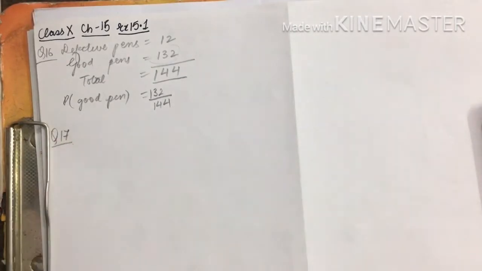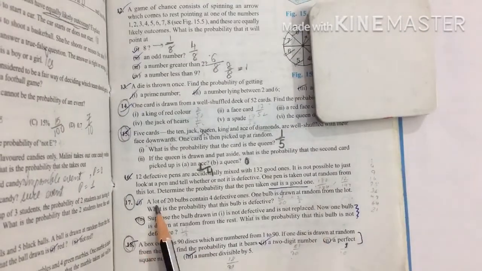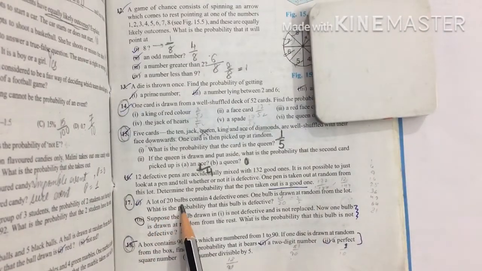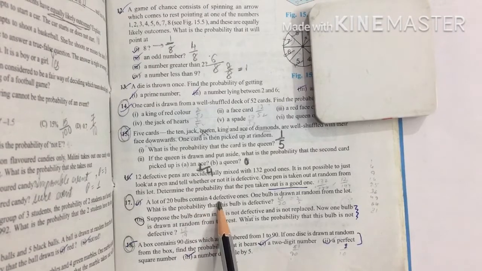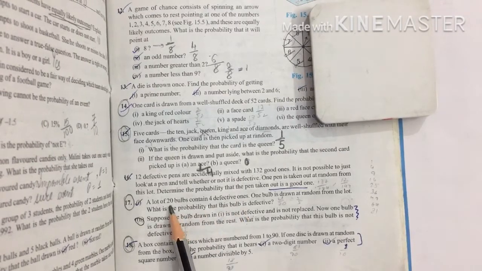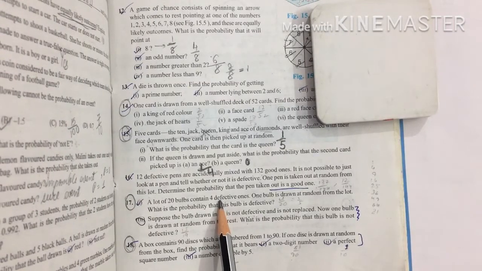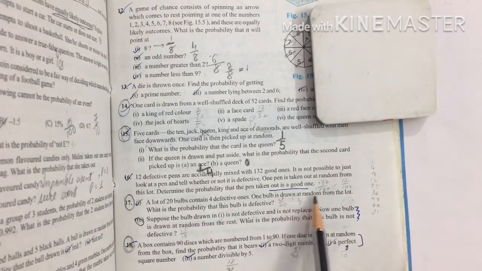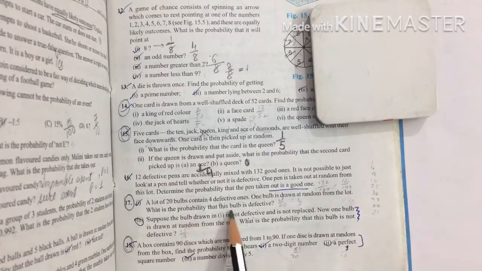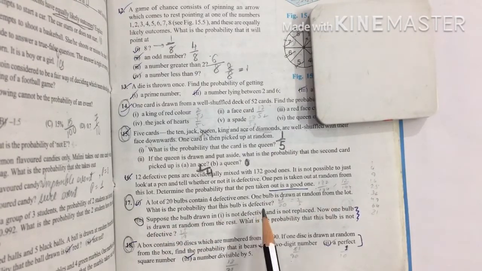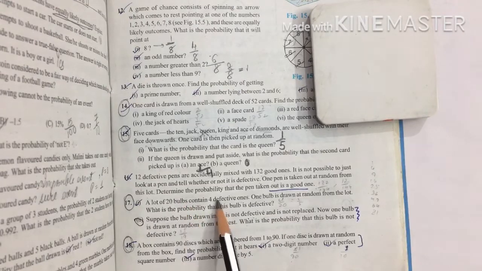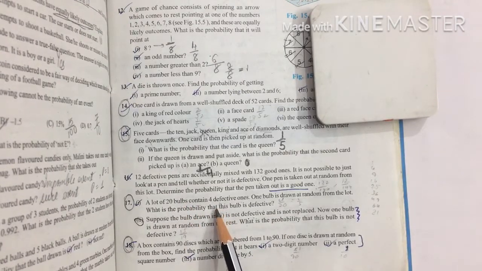Question number 17 is like question number 15. They are saying there is a lot of 20 bulbs which contains 4 defective bulbs. Total bulbs are 20, 4 are defective. So how many are good ones? 16 are good ones. One bulb is drawn at random from the lot. What is the probability that the bulb is defective? Out of total 20 bulbs, 4 are defective. The probability will be 4 by 20.